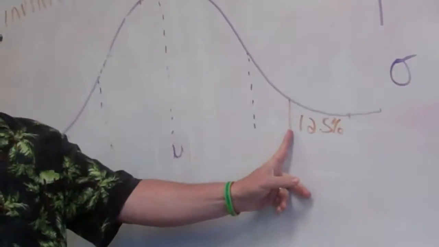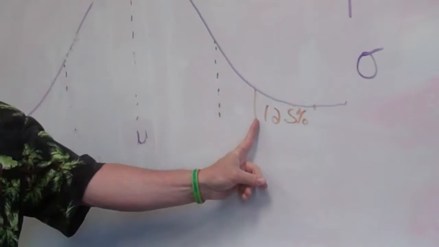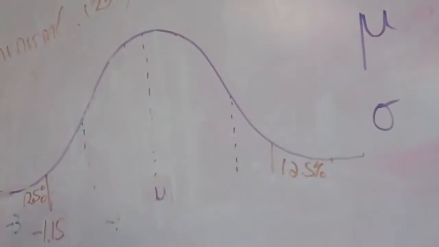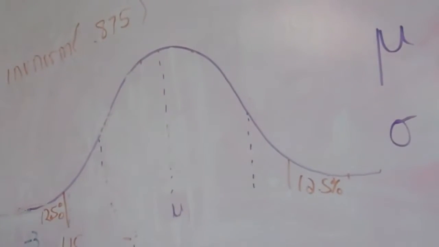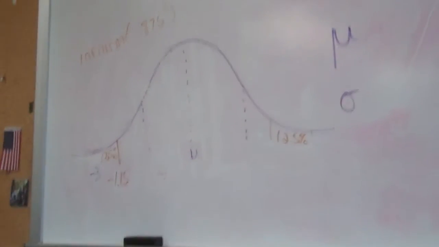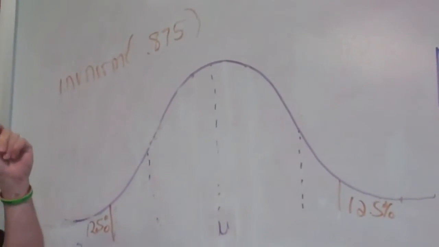Now watch what happens if you decide you want to find this line. What percent of the population is to the left of this line? That would be 87.5. Nice. Put in a 0.875 here. All right, so you can pick whichever line it's easier for you to find the percent for. But the percent to the left is what it's asking for here, and it gives you the z-score of that spot.